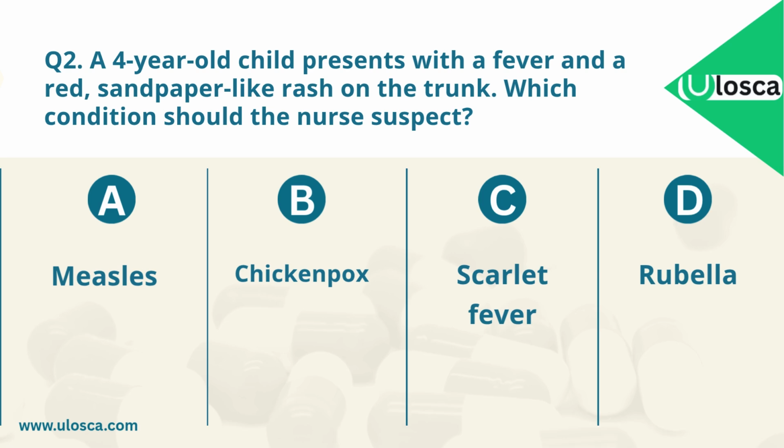Question 2. A 4-year-old child presents with a fever and a red, sandpaper-like rash on the trunk. Which condition should the nurse suspect? A. Measles. B. Chickenpox. C. Scarlet fever. D. Rubella. Which one is the correct answer?